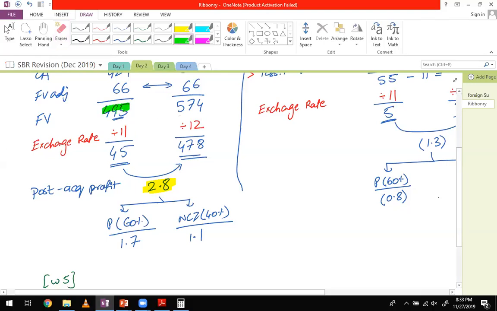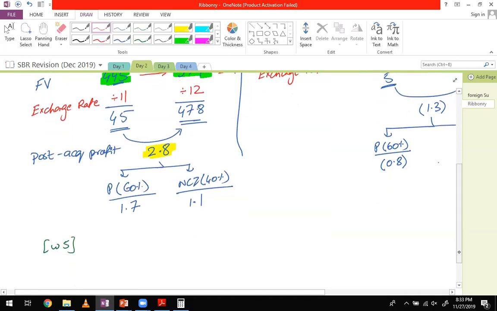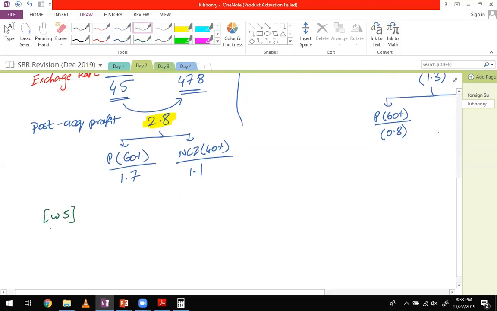The net assets have increased from 495 to 574. So one of the reasons behind this is the increase in the net assets, which was actually 79. So we can say that there are two impacts. One is going to be the post-acquisition profits, and the other thing is the exchange gain or loss. So we can say 2.8 is the total of these.